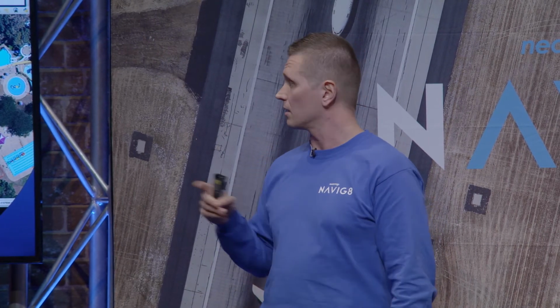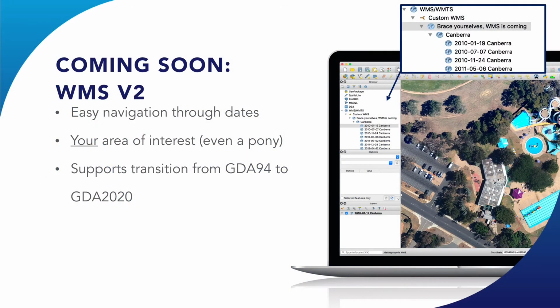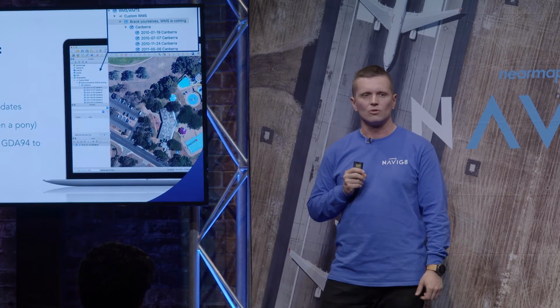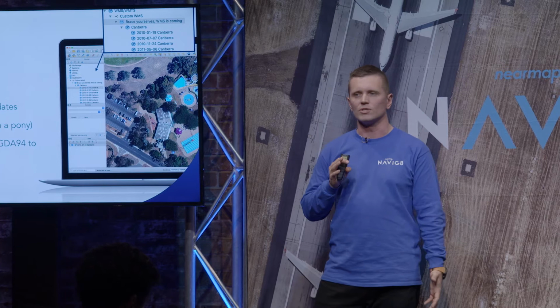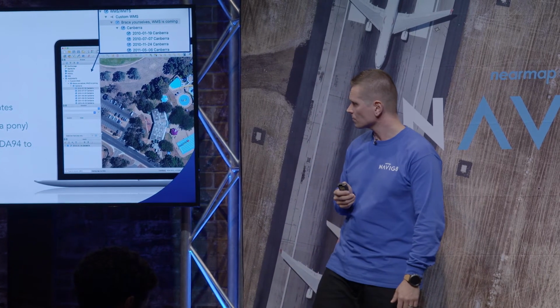And with that WMS endpoint, you will get all the dates available for that area as a simple flat list. And you can see a little cutout there. You get a flat list of dates, which means that there's no guessing. There's no guessing which folder they belong to. You can simply get access to all the dates that Nearmap has for your particular area.